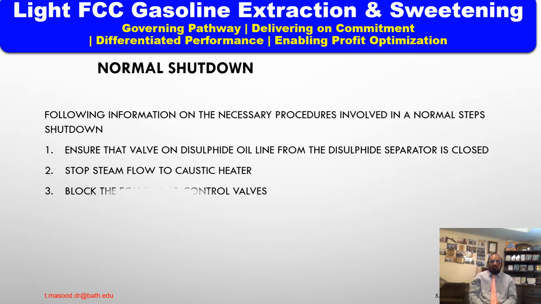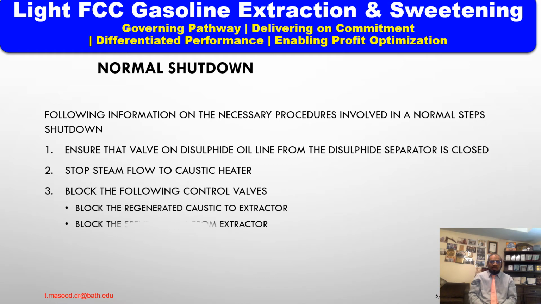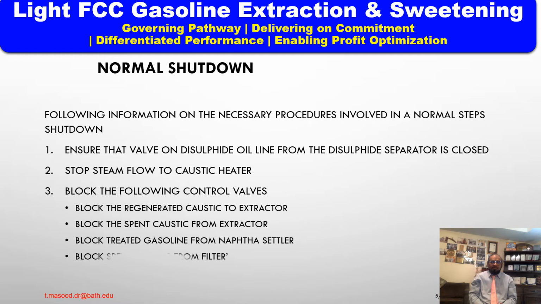Number 3, block the following control valves. Number 1, regenerated caustic to extractor. Block the spent caustic from extractor. Block the treated gasoline from naphtha settler, and block spent caustic from the filter, and block the wash naphtha from other unit.